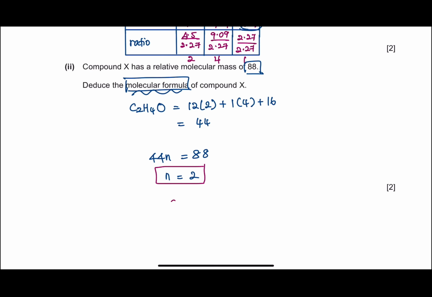Therefore, you need to multiply C2H4O, the empirical formula, with the ratio of 2 to give you the actual molecular formula. Therefore, your actual molecular formula after multiplying by 2 would be C4H8O2.